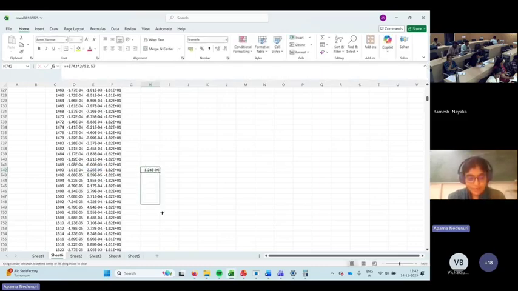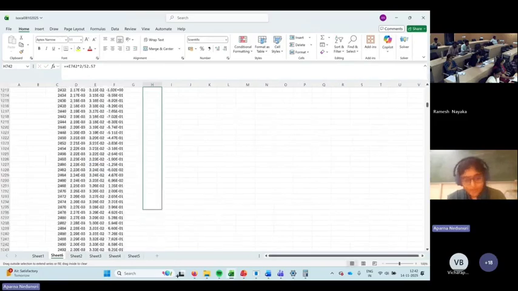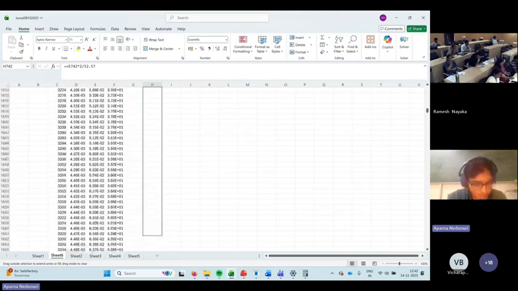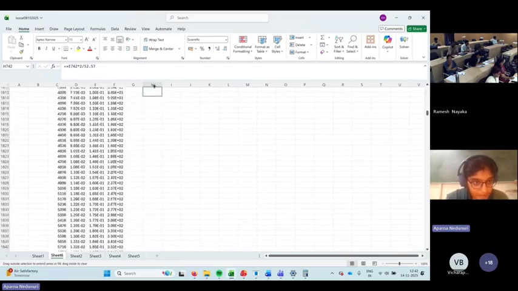Now that time interval is not constant. After 1 hour, we have shifted the time interval to every 1 minute. So till 3600, I'll drag this data, and at 3600, I'll convert that to 60.